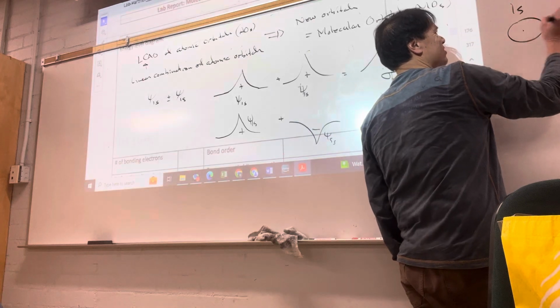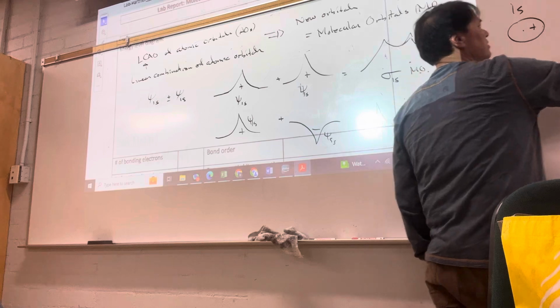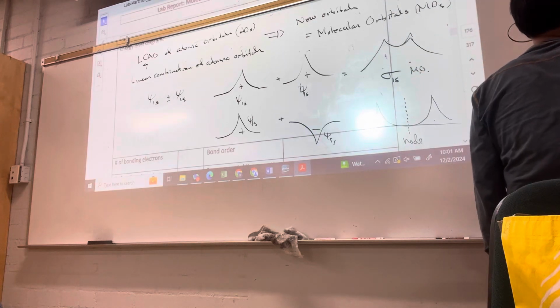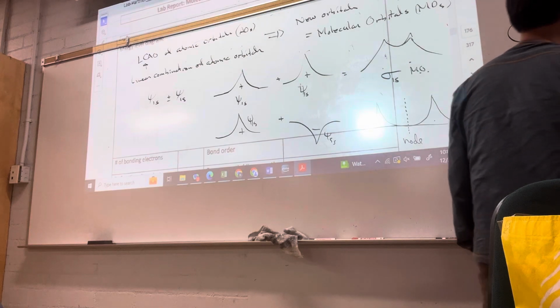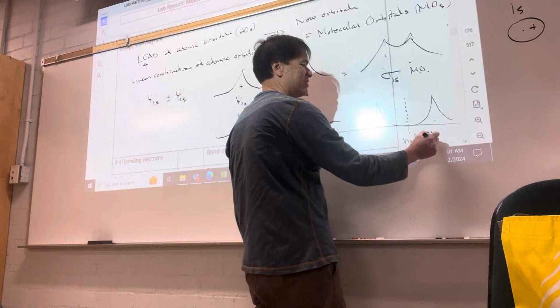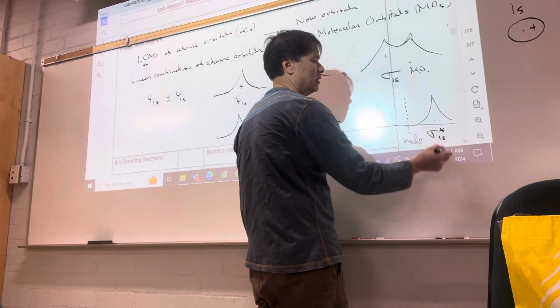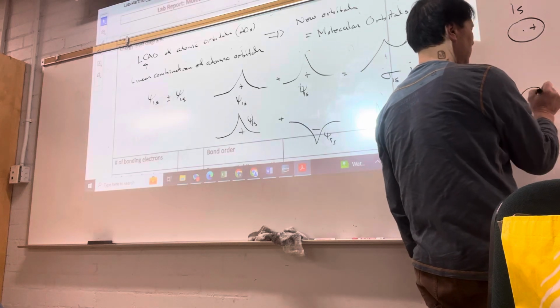So probably the better way of representing this is just like this. I have my 1s orbital here and my 1s orbital here. This is positive amplitude, positive amplitude. This is going to make a new orbital, and this new orbital is called a sigma 1s orbital. However, this one is called a sigma star 1s, and it's called a star because of this.